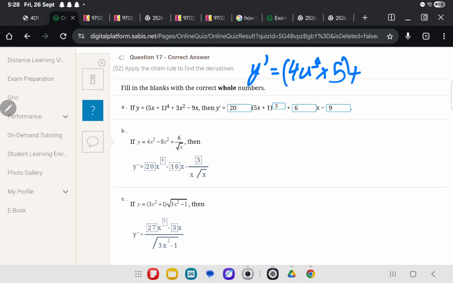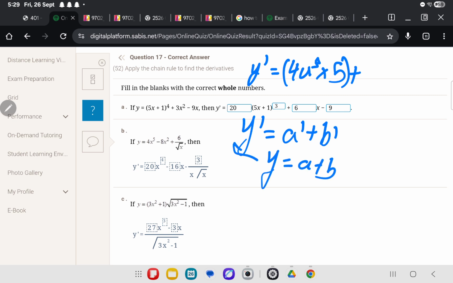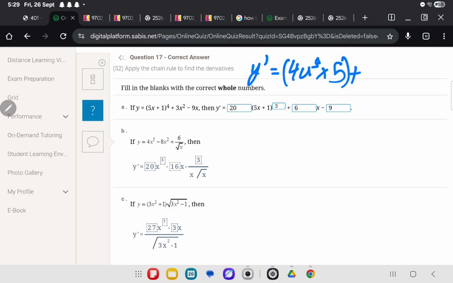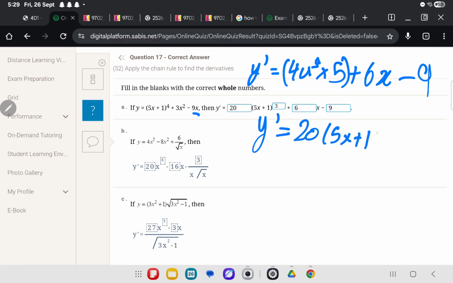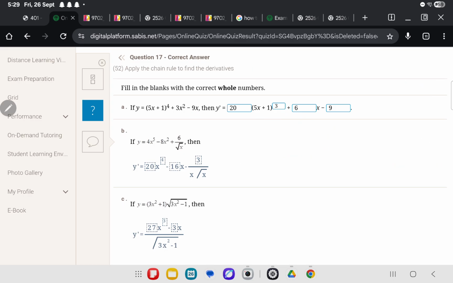Plus, since again it is addition, the sum rule, y prime is equal to a prime plus b prime, if y is equal to a plus b. This is the rule that I explained before in terms of f of x and g of x. 3 times 2 is 6x. Now minus 9x differentiates to just 9. So this is going to give me y prime is equal to 20 times 5x plus 1 cubed, since u was 5x plus 1, plus 6x minus 9. Done. Part B, same thing, but even easier.